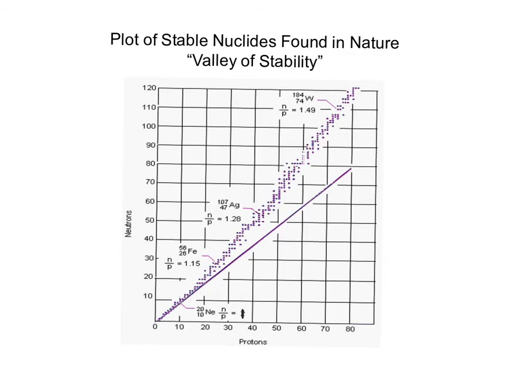So you can see it starts out N over P being 1, then 1.15, 1.28, and by the time you get all the way up here to tungsten, it's 1.49. So the N over P ratio increases for those isotopes that are stable, as a function of the number of protons. So that's the key to this.